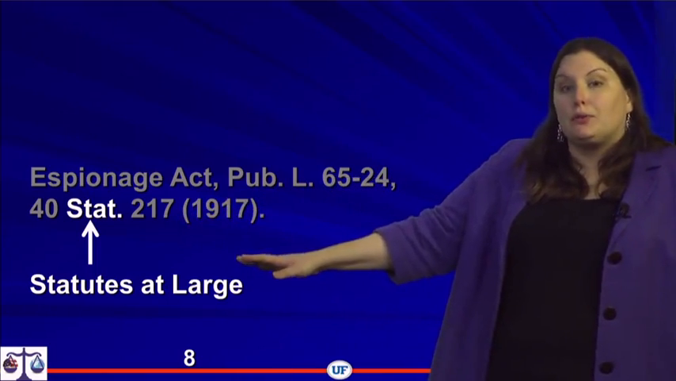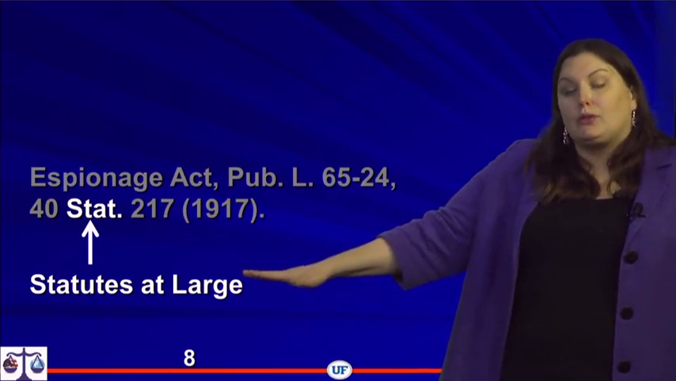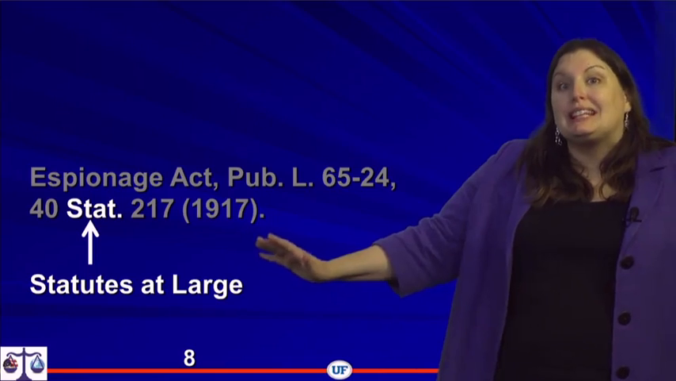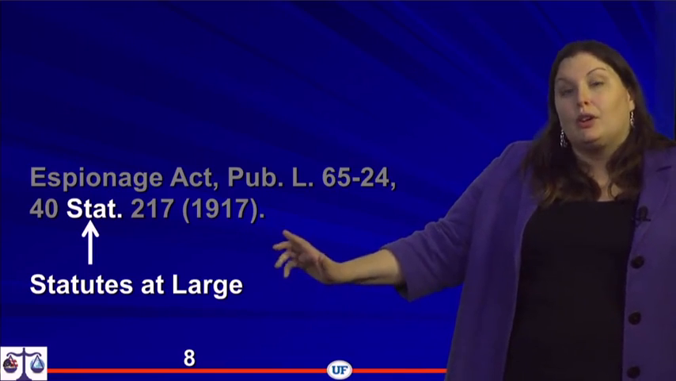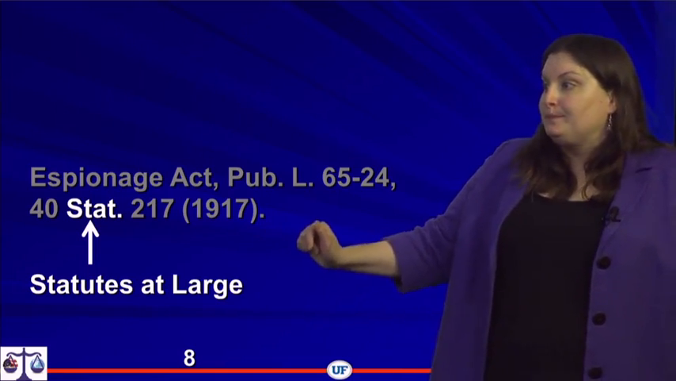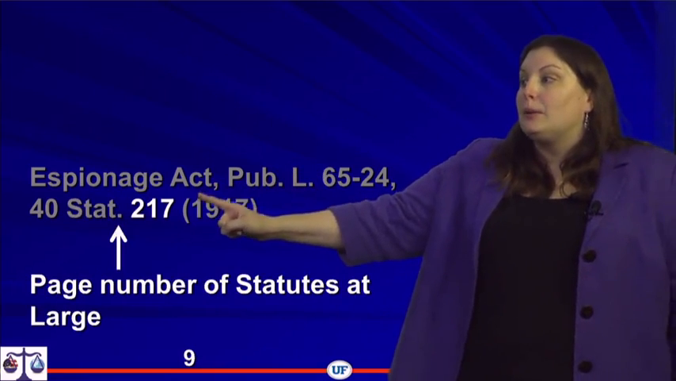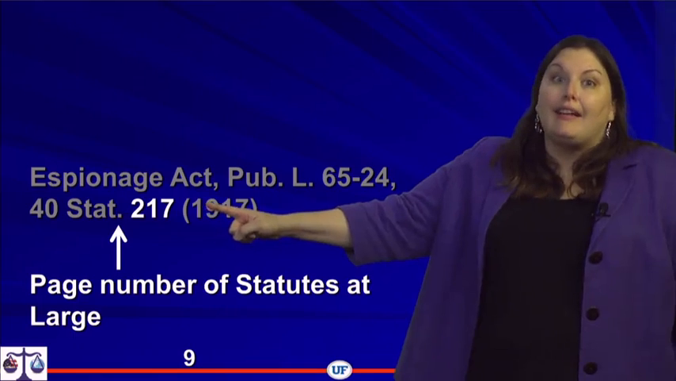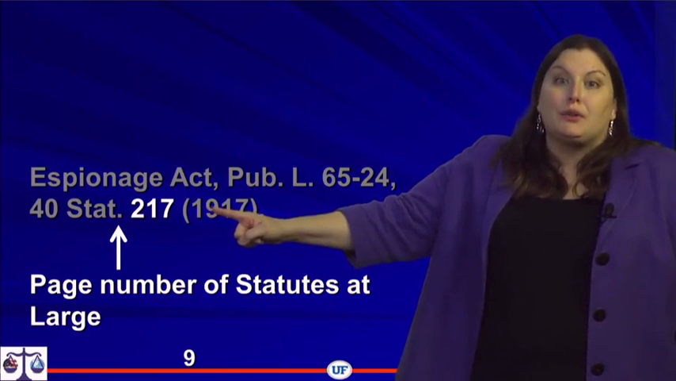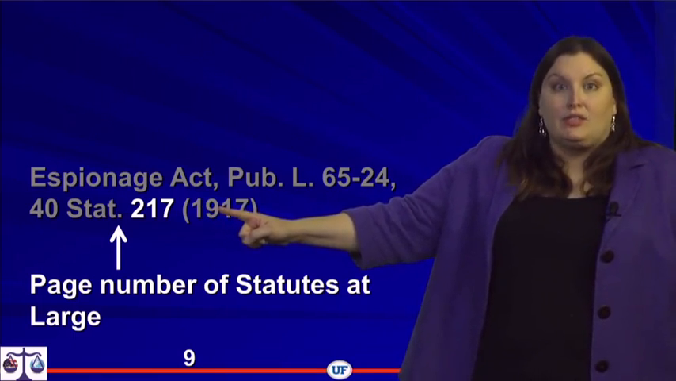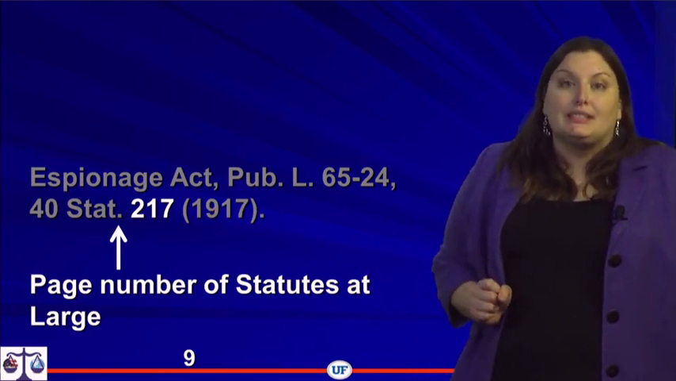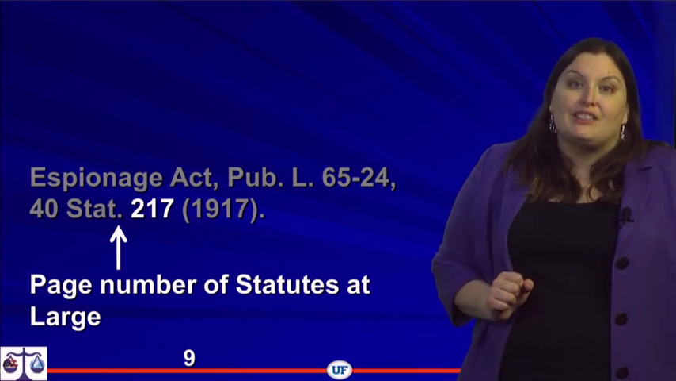Now, there's also the British statutes at large. So you have to make sure that you're in the United States statutes at large when you're looking up a law. Next, we have 217. This is a page number. So if you go to volume 40 of the statutes at large, page 217, you'll find the Espionage Act.